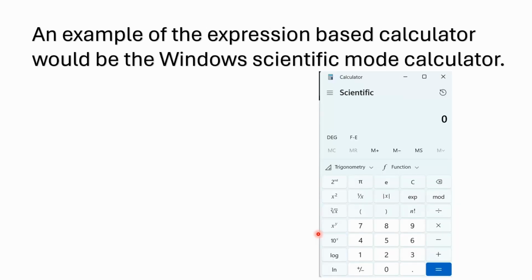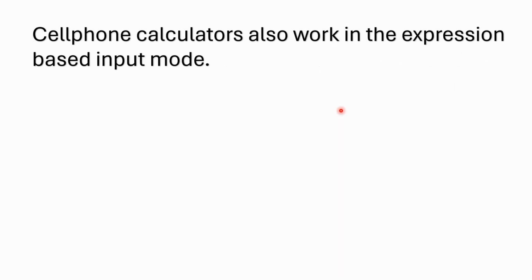Now, an example of the expression-based type of calculator is the Windows Scientific Mode calculator. Basically, on the calculator on a Windows computer, if you click on this little hamburger menu, the three horizontal lines, you can switch between scientific and standard. And in scientific mode, it works in expression-based mode. Cell phone calculators also work in the expression-based input mode.